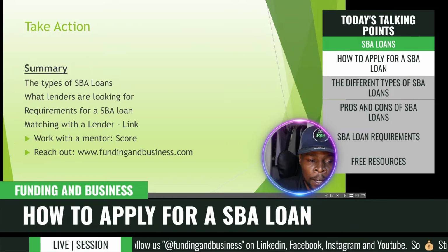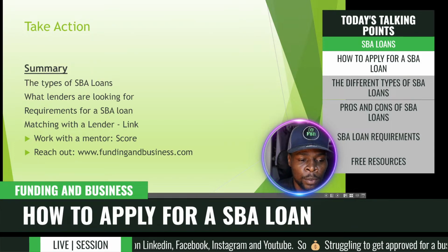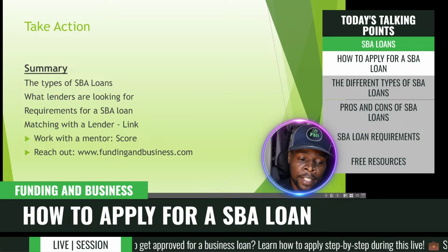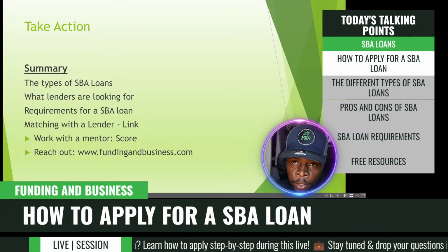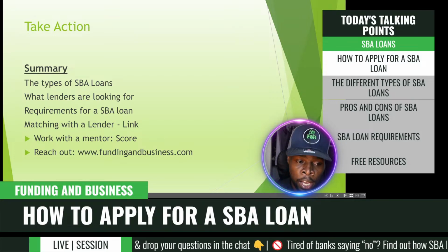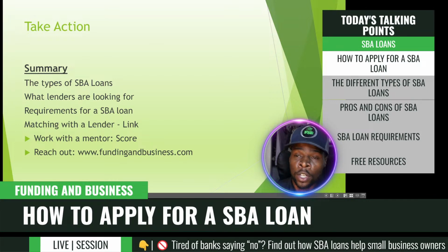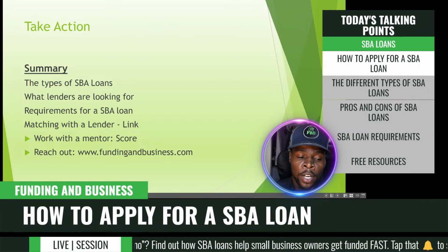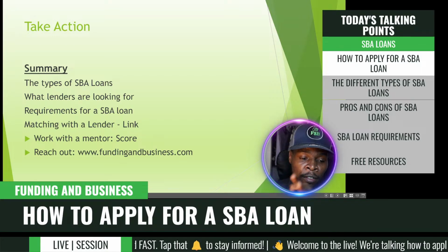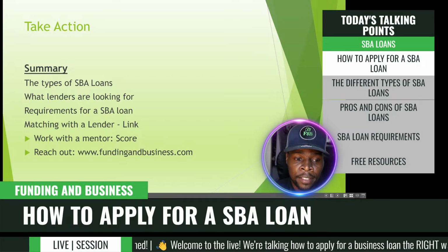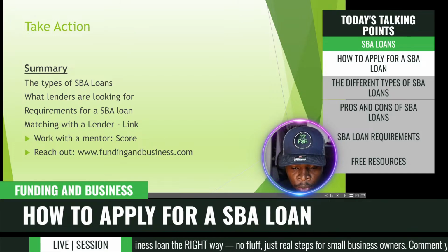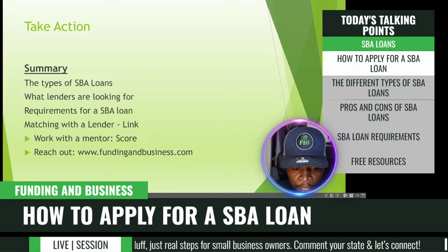Okay, now to summarize this, we've already talked about the different types of SBA loans, which is the 504, the 7A loan, and the express loan and the micro loans too. And then we've talked about what lenders are looking for, collateral, all that, your credit score. Again, what are your requirements for an SBA loan? You have to be US based. Again, you have to be a small business. And now I've helped you guys match with the lender. I have that link in the description, which we actually did not finish doing. I'm sorry, guys. I don't think we finished matching with the lender.